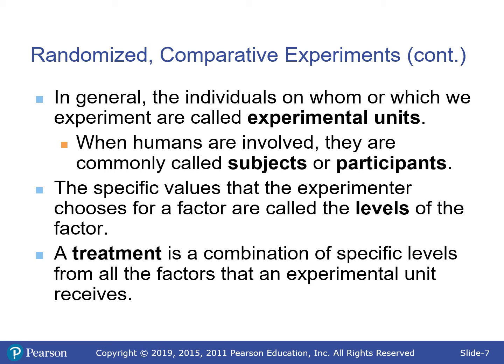Then some vocab. The experimenter is experimenting on experimental units. That's the stuff inside the experiment. However, people don't generally like to be called experimental units, so they tend to be called subjects or participants. The values the experimenter chooses for a factor are called the levels of the factor. And then a treatment is a combination of specific levels from all factors that an experimental unit receives.